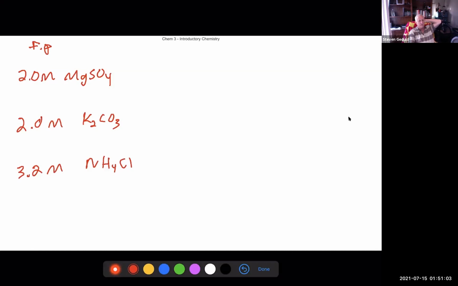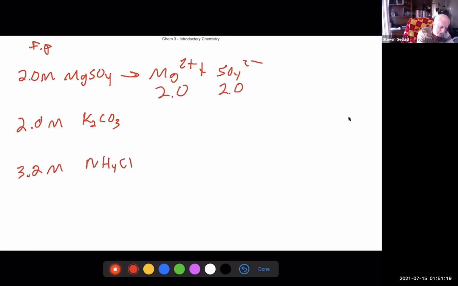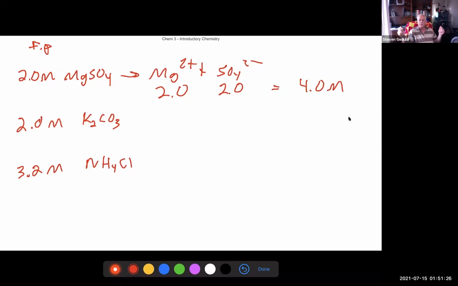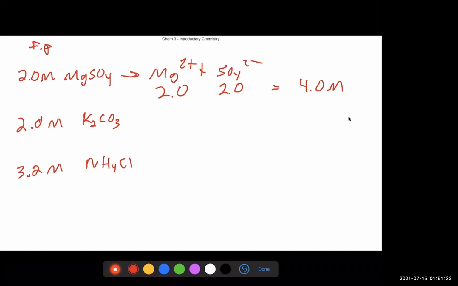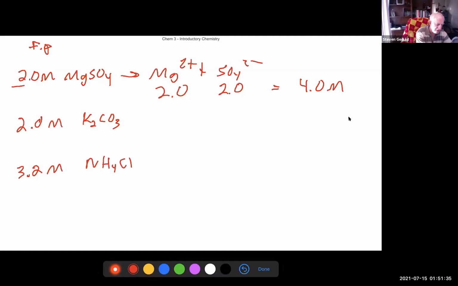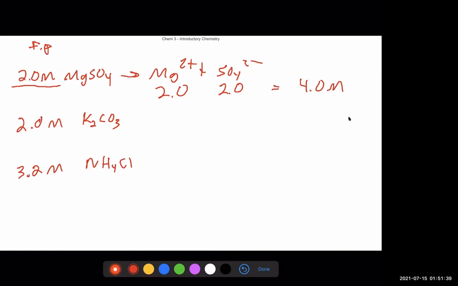Okay, so let's do our magnesium sulfate. It goes to Mg2 plus and SO4 2 minus. And this is going to be a 2 molar, and this is going to be a 2 molar. So we're going to have a total of 4.0 molar, right? Everybody see what I'm doing there? It's just one-to-one, doing our balanced chemical equation. How did you get the number of moles? Right here. It's the 2 molar solution. Oh, wow. Okay. So it's one-to-one. So if it starts with 2 moles of that, it goes to 2 moles of magnesium and 2 moles of sulfate, just like in our chemical equations. Okay. Make sense? Yeah. Okay.